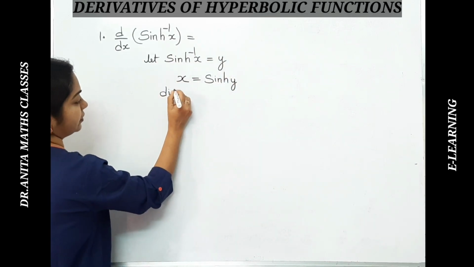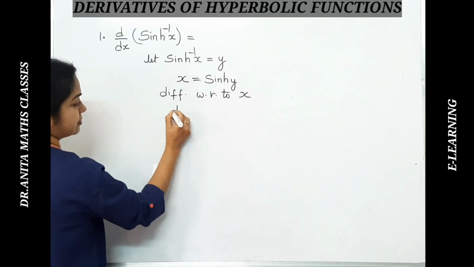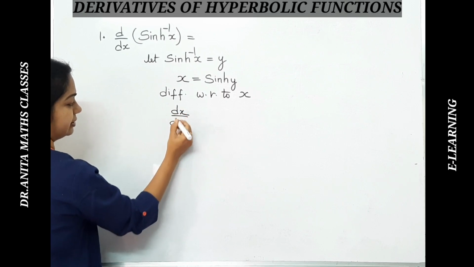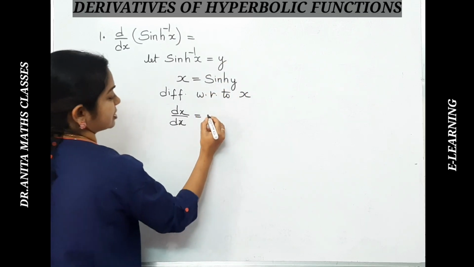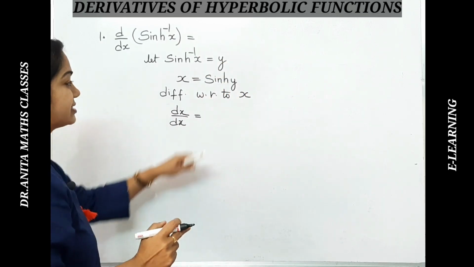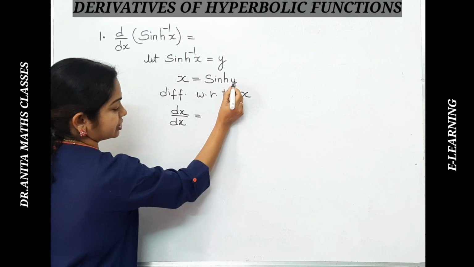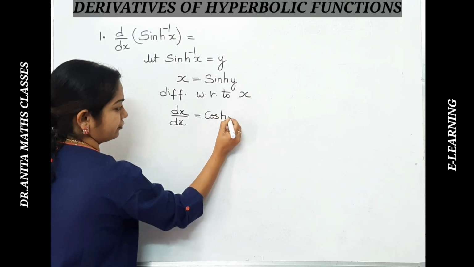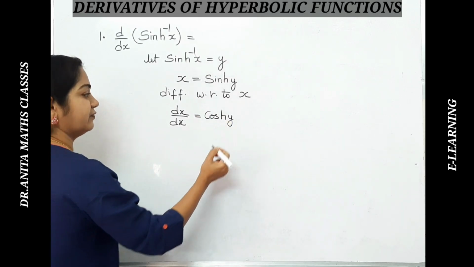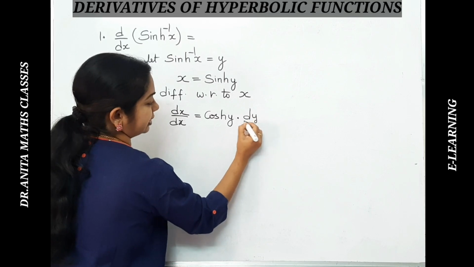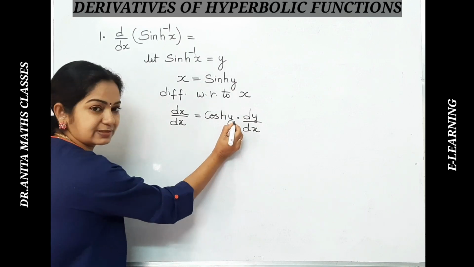Now differentiating with respect to x. So this becomes d by dx of x, that is 1 only. And with respect to x I am differentiating, as we know the differentiation of sine hyperbolic of x is equal to cos hyperbolic of x. Here the function is y, so cos h of y. Applying the chain rule, because the function is not in x, we have to differentiate again, dy by dx, because the general rule is that it should be x, but it is not x.